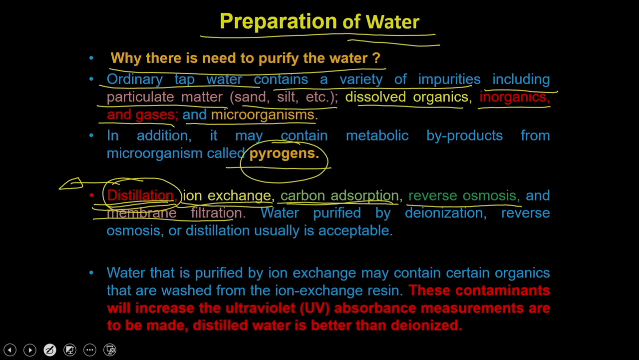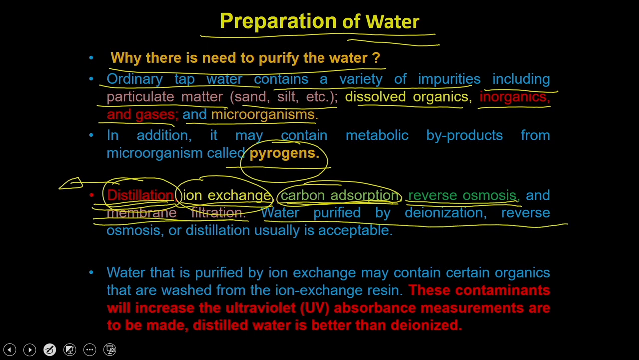Then you can use carbon adsorption. Carbon adsorption does the same as the ion exchange materials. Then you can do reverse osmosis as well as membrane filtration. Water purified by deionization, reverse osmosis or distillation is very much acceptable because it gives you a pure form of water. There is a problem if you are preparing the water by the ion exchange method.